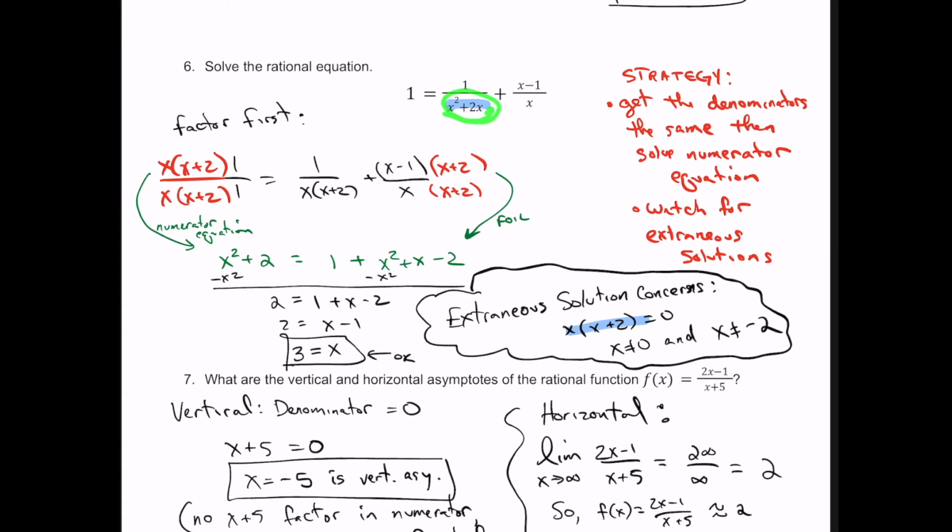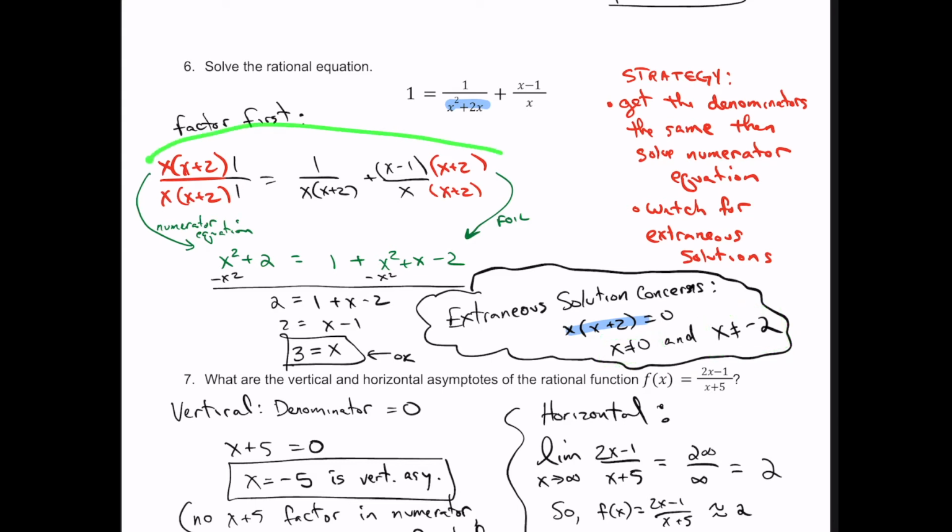Here in the original problem, we have the factor x and the factor x plus 2. So that is never allowed to be 0 because it would cause a divide by 0 error. So as we're about to solve this, we're keeping a keen eye out that x can never be 0 and x can never be negative 2.